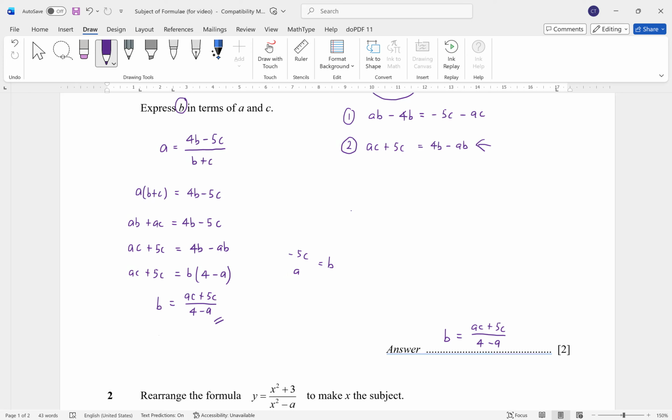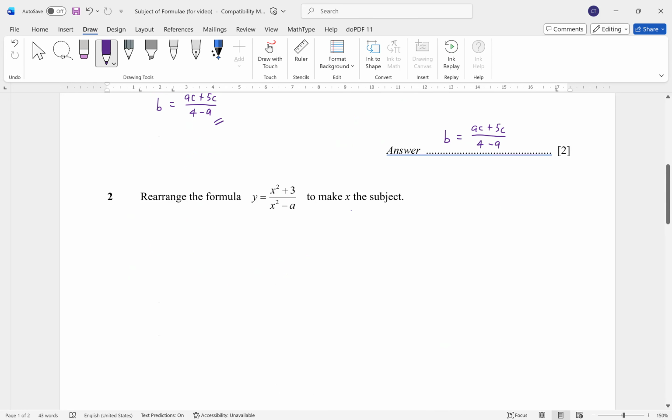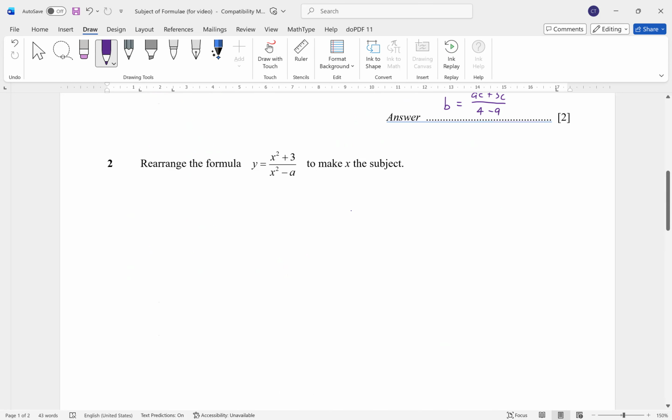Let's take a look at the second question. Let me erase this first. Rearrange the formula to make x the subject of the formula. The same thing. There's technically only one thing you can do for this equation right now, which is to multiply both sides by x squared minus a. So we will get y times x squared minus a equals to x squared plus 3.